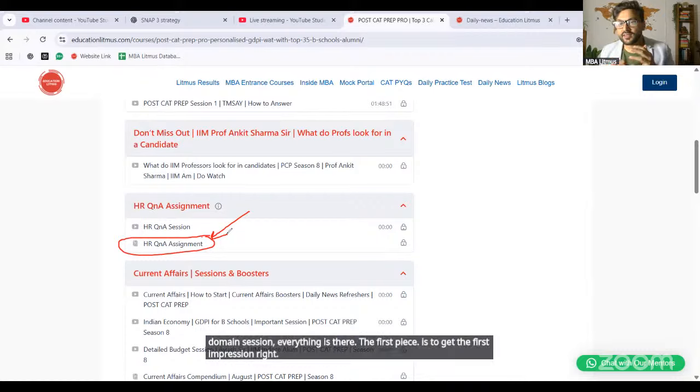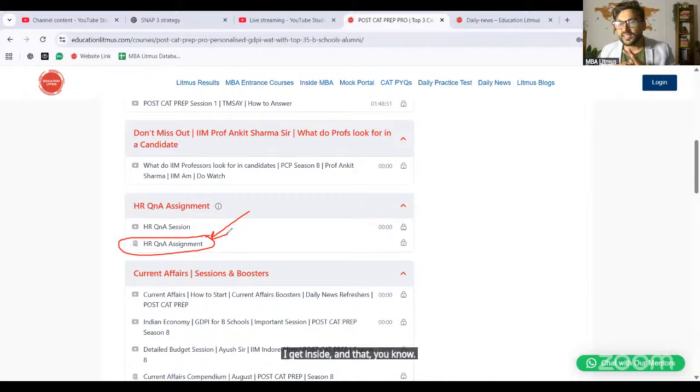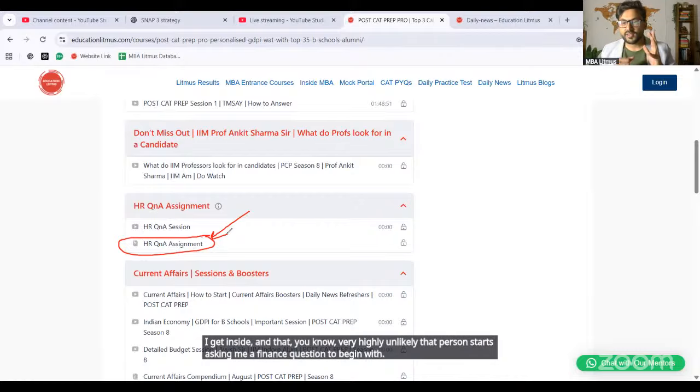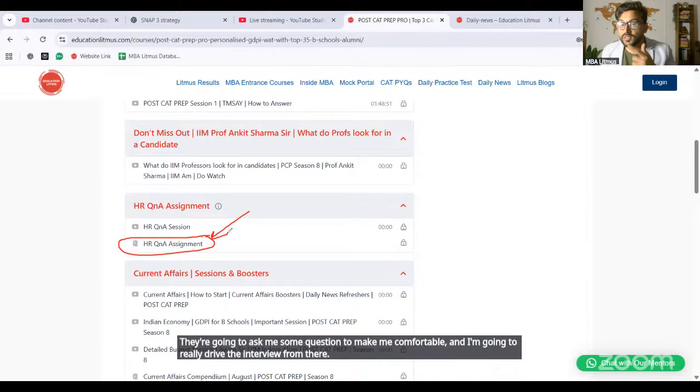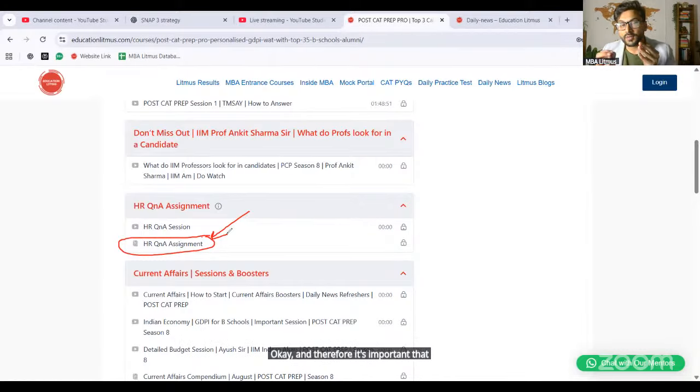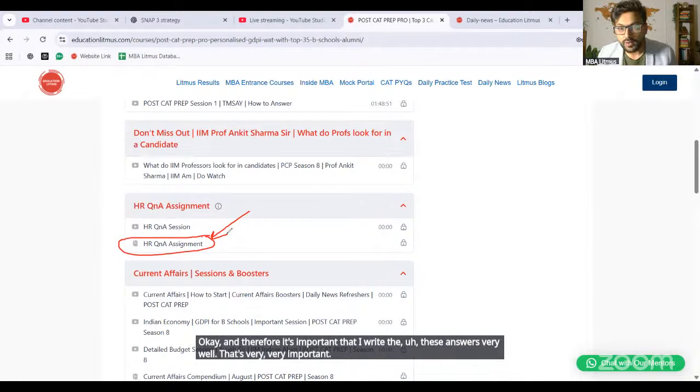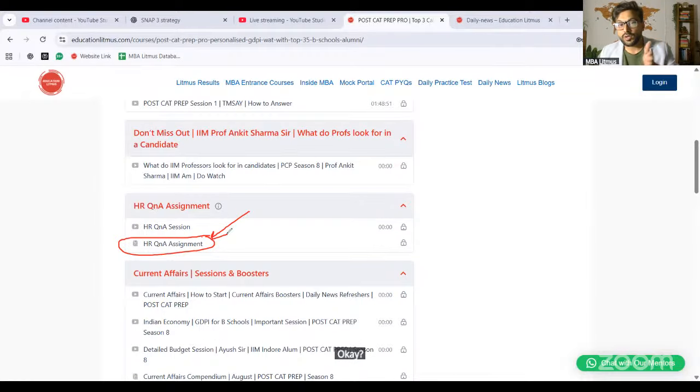When I get inside, it's very highly unlikely that the person starts asking me a finance question to begin with. They're going to ask me some question to make me comfortable, and I'm going to really drive the interview from there. Okay, and therefore it's important that I write these answers very well. That's very, very important. Okay, Kunal, once your assignments are done, once the first and second assignments are done, then we will start with the schedule of sessions.